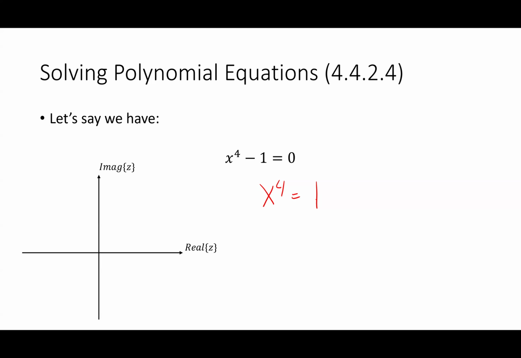And they're not 1, 1, 1, 1. They're not 4 ones repeating. They're supposed to be 4 unique roots. How would I figure that out? I know x equal to 1 is one value. How else can I do this?